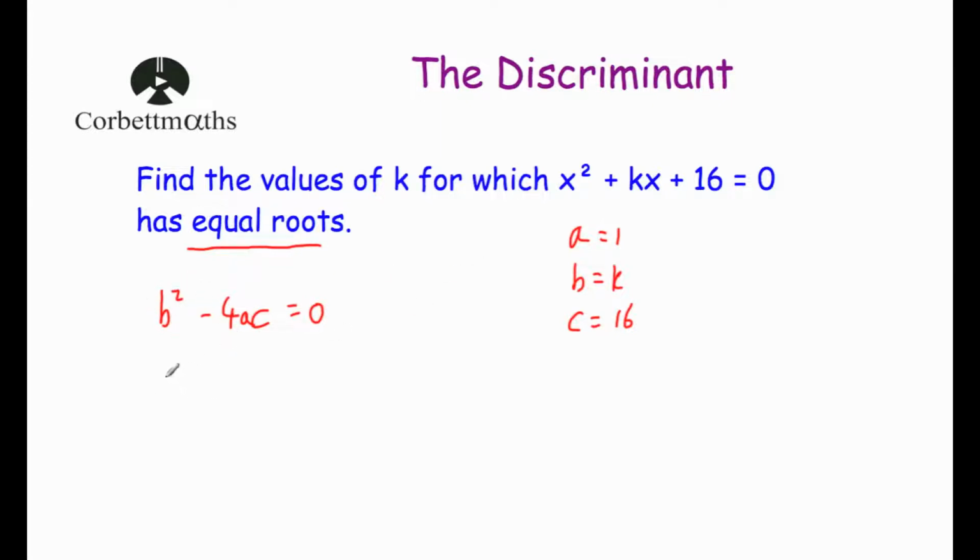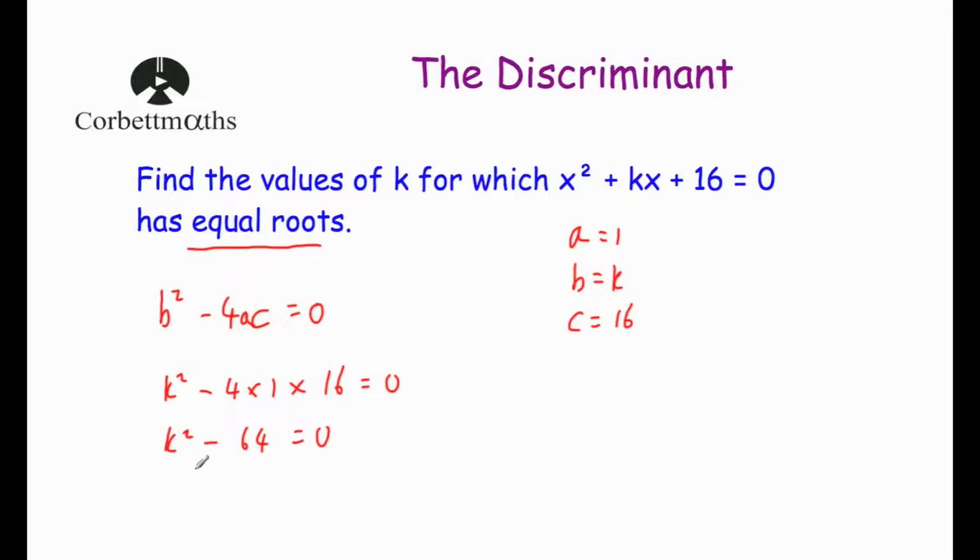So b squared, that's going to be k squared, minus 4 times a, which is 1, times c, which is 16, and that's equal to 0. And then if we simplify this, we get k squared, and then minus 4 times 1 is 4, times 16 is 64, equals 0. And then we want to solve this. We can do it in two ways.